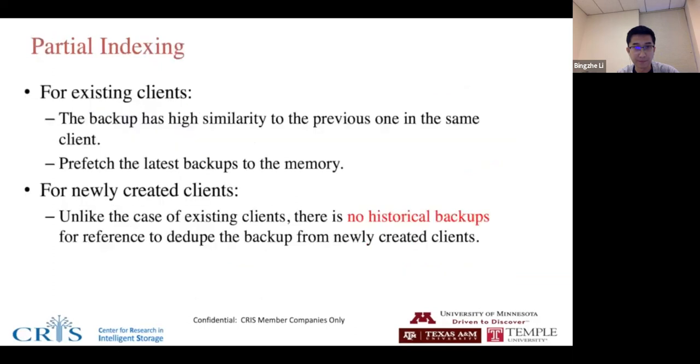For existing clients, the backup has similarity to the previous one in the same client, so we just need to prefetch the latest backup to memory. But there was no efficient approach to do deduplication for the initial backup from newly created clients. Because for the initial backup from a newly created client, there are no historical backups for reference to do the deduplication.